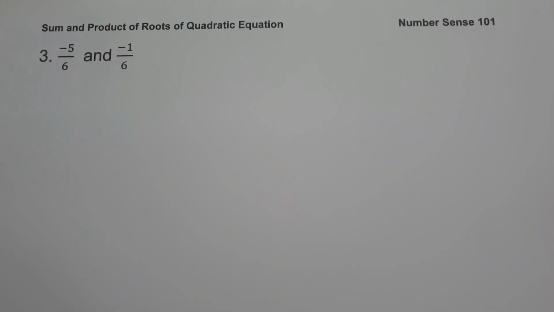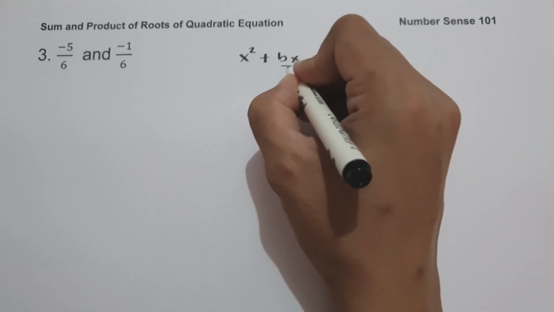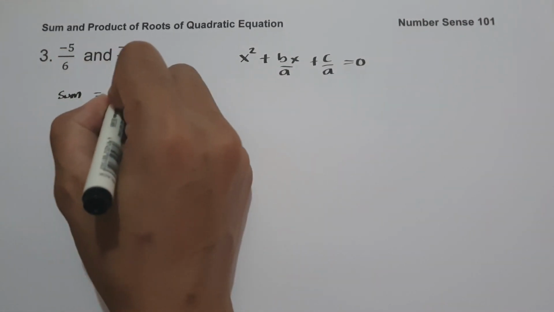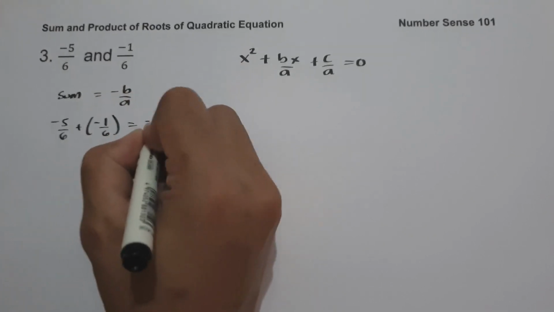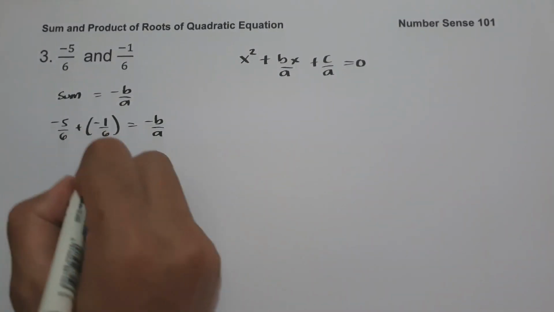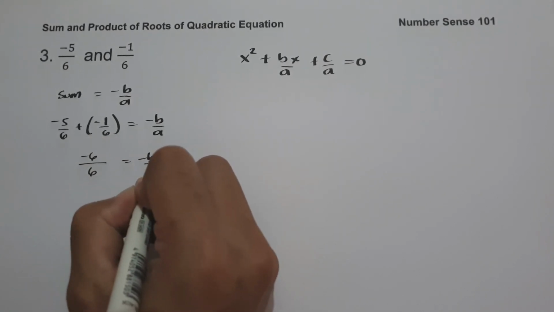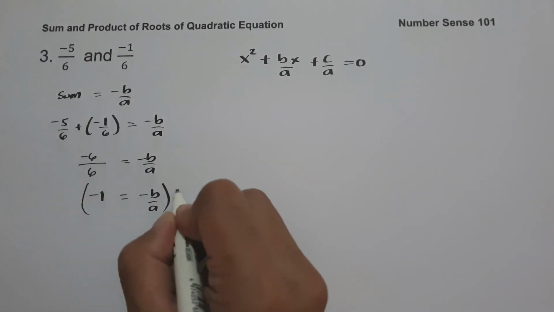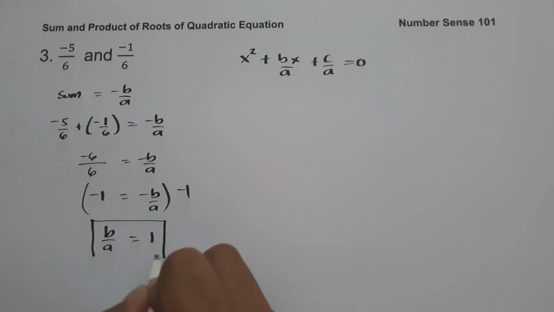On number 3, we have negative 5 over 6 and negative 1 over 6. So to find the quadratic equation, let us have x squared plus bx over a plus c over a equals 0. And the formula for the sum of the roots, that is negative b over a. So let us have negative 5 over 6 plus negative 1 over 6 equals negative b over a. So let us have the same denominator, that is 6. And negative 5 plus negative 1 is negative 6 equals negative b over a. So negative 6 divided by 6 is negative 1 equals negative b over a. So let us multiply both sides by negative 1 to find the value of b over a. Negative 1 times negative 1 is simply positive 1. And this will be the sum.